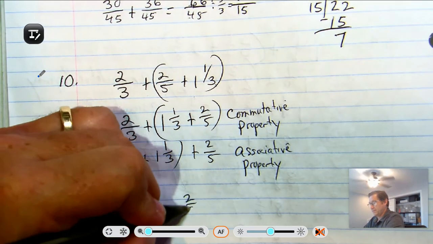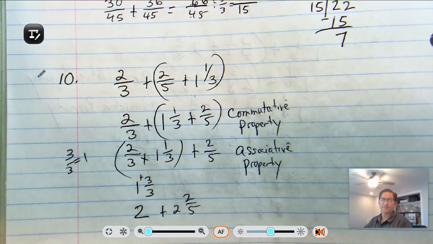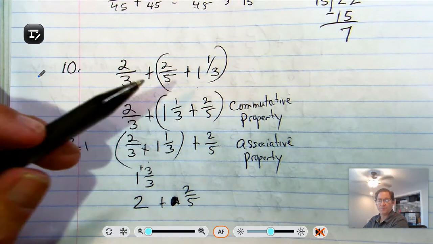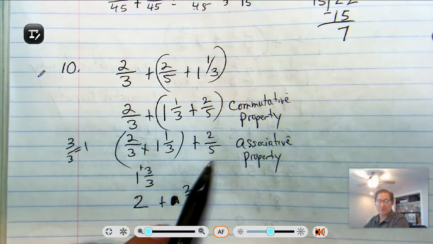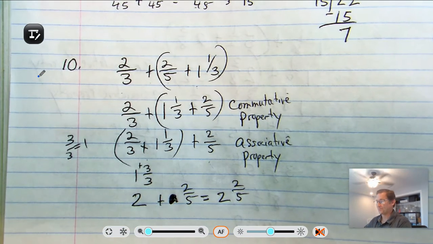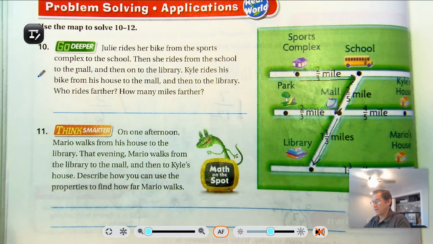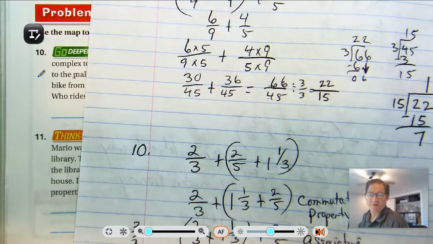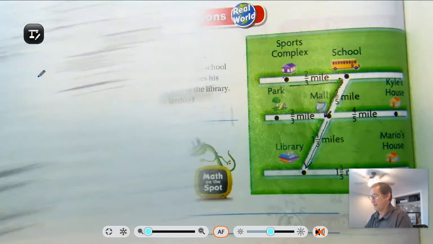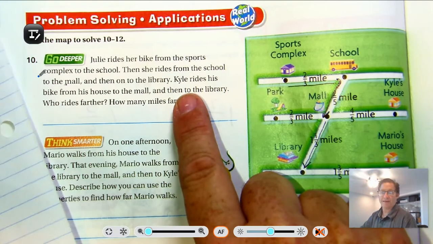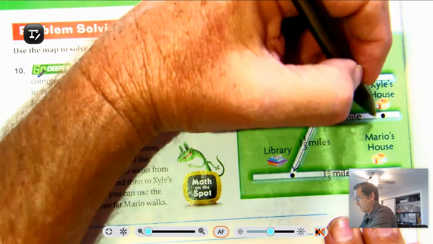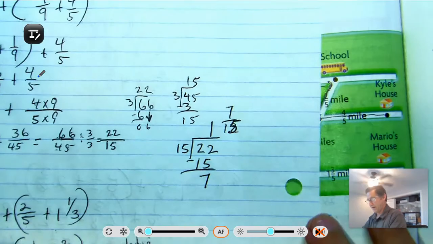So 1 plus 3/3 is 2. 2 plus 2/5. Funny what your brain will do to you. 2 plus 2/5 is 2 and 2/5. All right, so Julie rides her bike 2 and 2/5 mile. So that's Julie. Now we have to look at Kyle. Kyle rides his bike from his house to the mall. From his house to the mall is 4/5 mile.